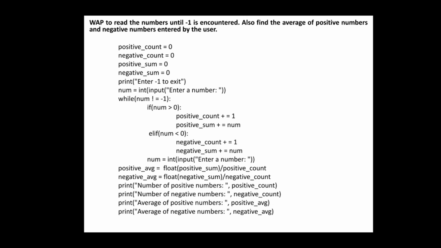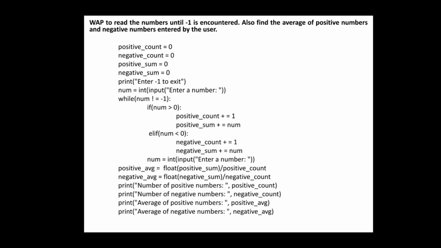Now enter a number from the user, we consider -7. Now -7 not equal to -1, true. Now -7 greater than 0, false. So num less than 0, that is -7 less than 0. This time this is true. So negative count is incremented to 1. So negative count equal to 1, and negative sum, previously it was 0, so 0 plus -7 equal to -7.